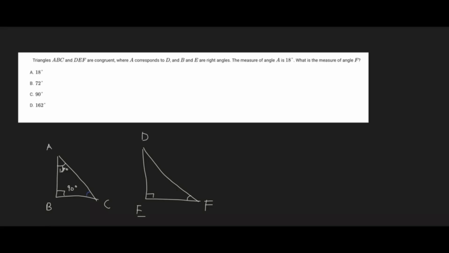If we look at this corner right here, the angle of C can be found by adding up the angles of A and B and then subtracting that from 180 degrees. The reason is because there are 180 degrees in a triangle, right? So 180 minus 18, well, actually let's minus 90 first, and then minus 18. That will give us 72 degrees. Since C is 72 degrees and its corresponding angle matches up to angle F, angle F must have a measure of 72 degrees.